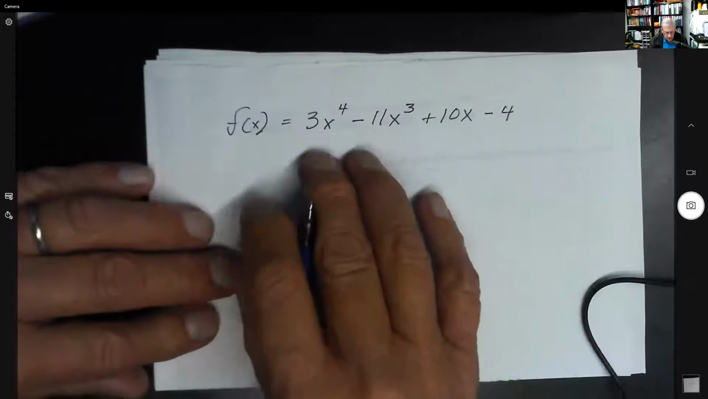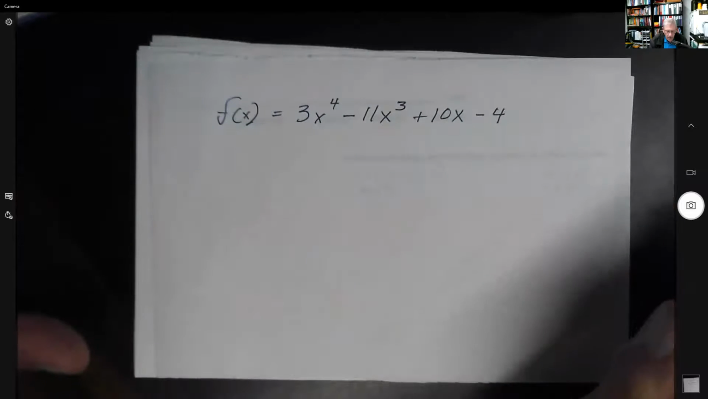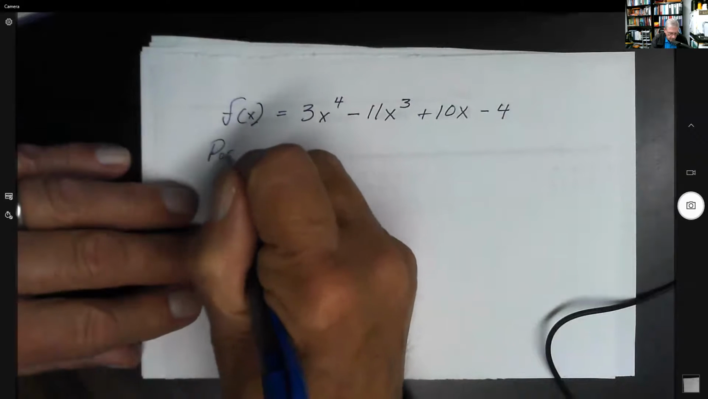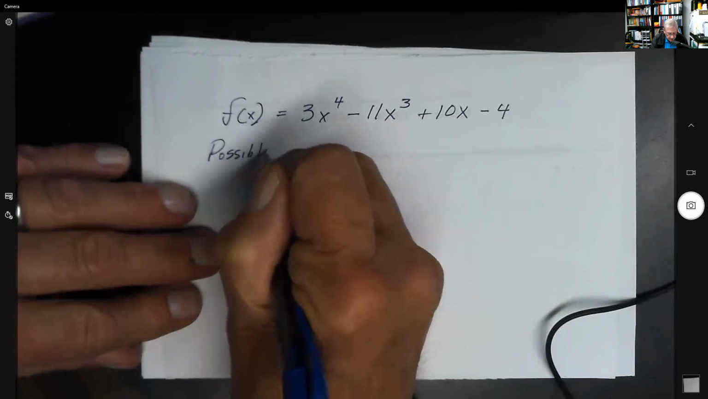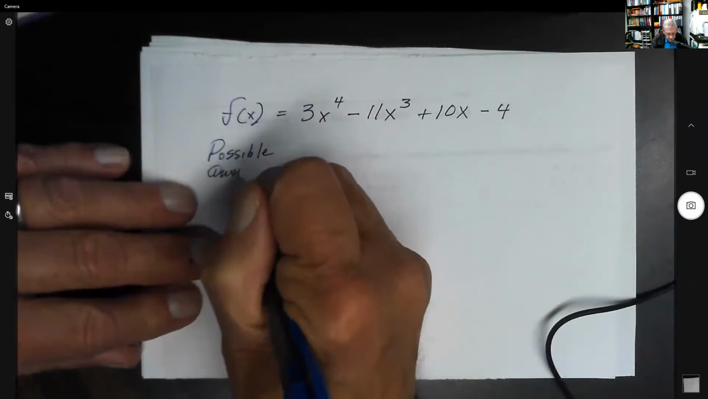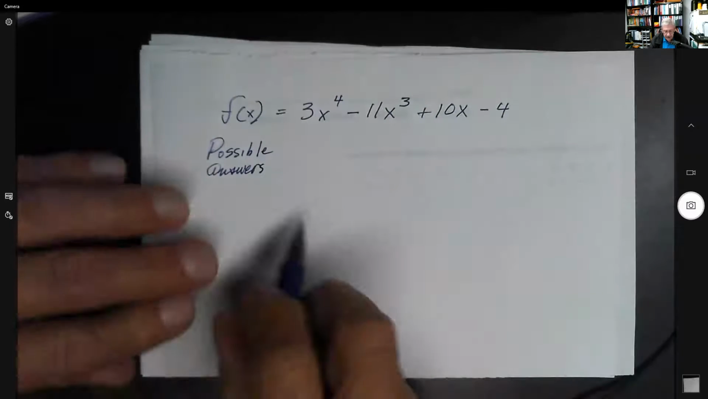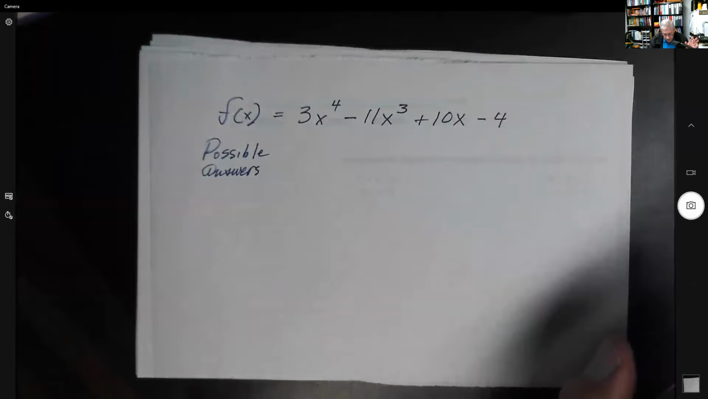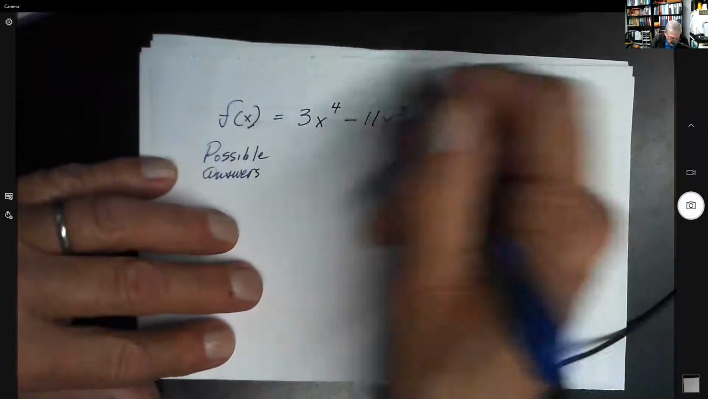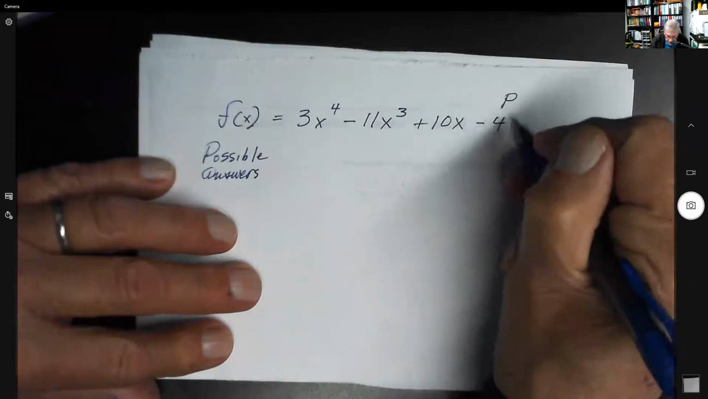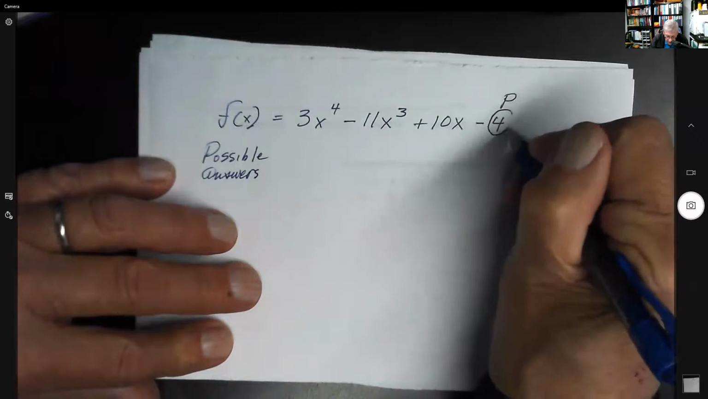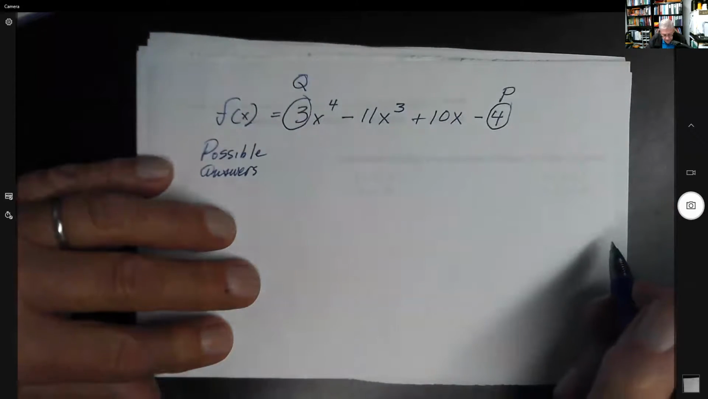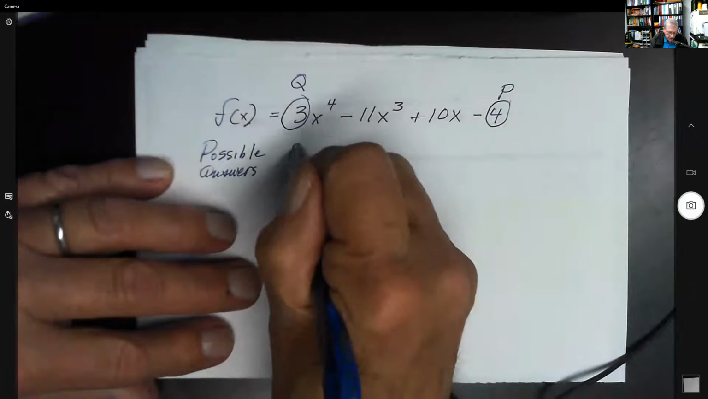First thing we want to do is check out possible answers to this thing. So we have a technique for finding the possible answers. It may be that none of these work. It may be that several work. We don't know. This number in the back, just a 4, is called P. And the number in front is called Q. Possible answers are P over Q.